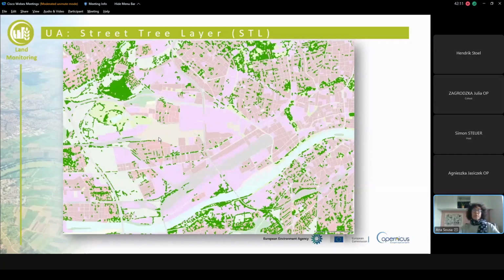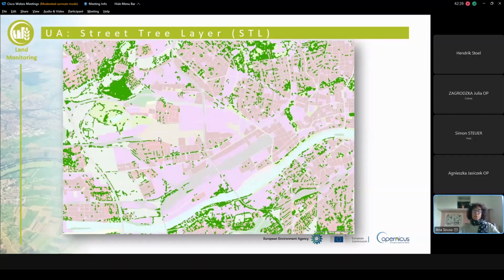So the street tree layer is an additional layer of information that is produced within the level 1 urban mask, the most detailed of the classification. It includes contiguous rows or patches of trees covering more than 500 square meters, and they also have a minimum mapping unit width of 10 meters.